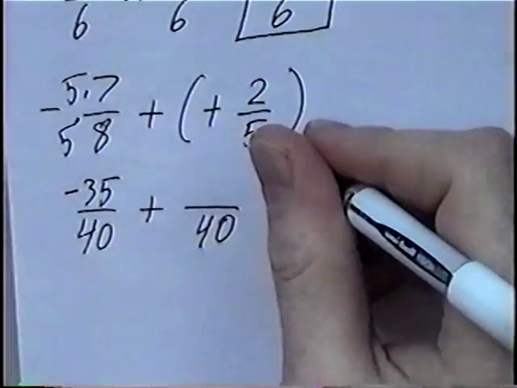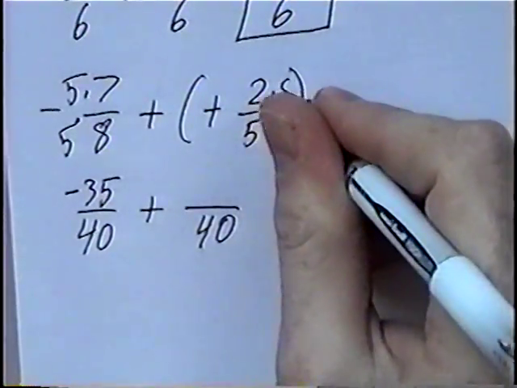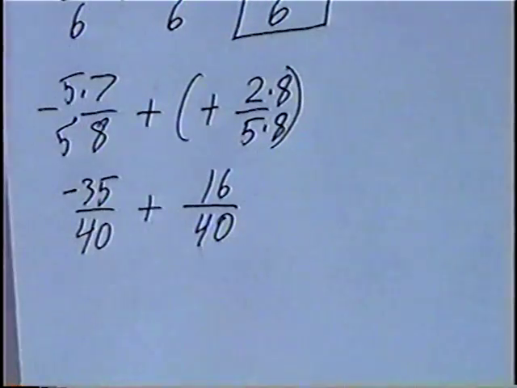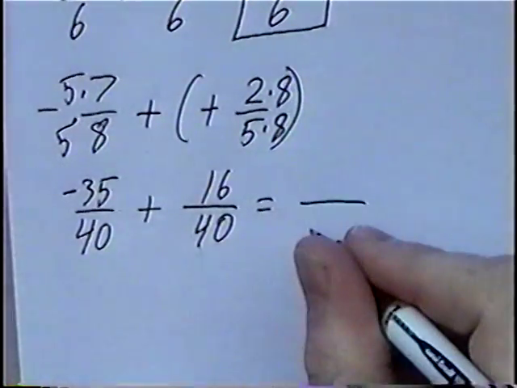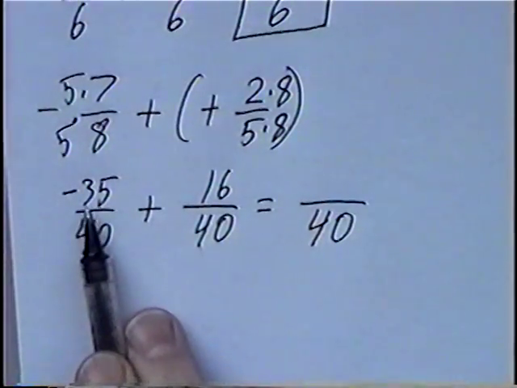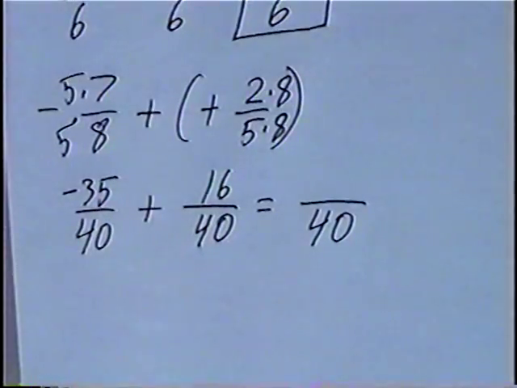The second fraction we can multiply by 8. 2 times 8 would be 16. And 5 times 8 would be 40. Once we have the same denominators, again the 40 we can bring over. Combining the numerators, negative 35 plus 16.